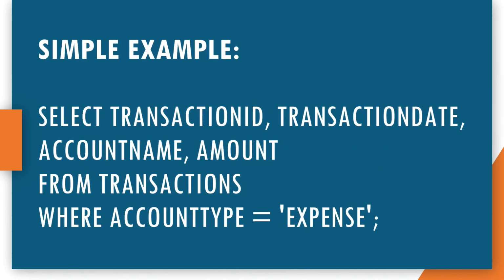In this example, we only show the transactions where the account type is expense. From an accounting perspective, this is like asking, show me only expense transactions. Instead of scrolling through hundreds of rows, SQL gives you exactly what you need. In Excel, you would filter the account type column to expense. In SQL, the WHERE clause performs that filtering automatically.